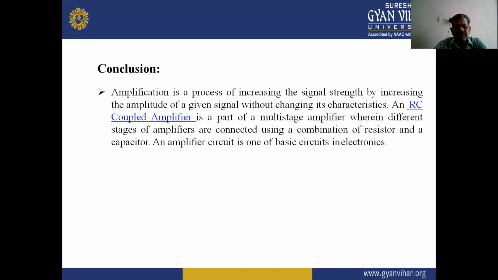So amplification is a process of increasing the signal strength by increasing the amplitude of a given signal without changing its characteristics. And RC coupled amplifier is a part of multi-stage amplifier, wherein different stages of multi-stage amplifier are connected using a combination of resistor and a capacitor. An amplifier circuit is one of the basic circuits in electronics.